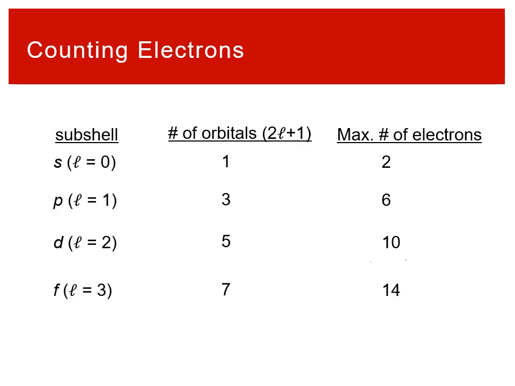You'll note these are always true. For s, it doesn't matter if it's 1s, 2s, 3s, 4s, whatever: 2 electrons. For d, if you're looking at a d-type subshell, say 3d, 4d, 5d, it's always 10. It doesn't matter which one it is. That's 10 total possible electrons. Again, these subshells can have less than that. This is the maximum occupancy.